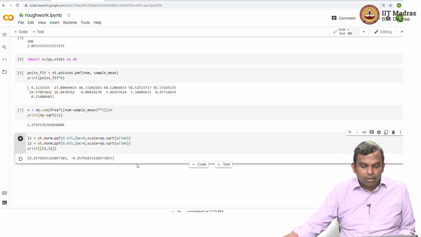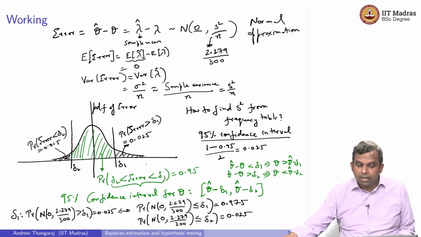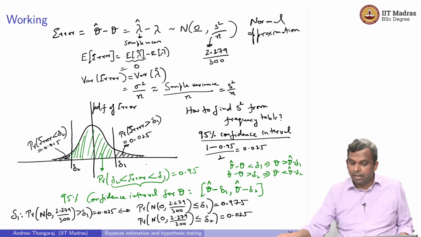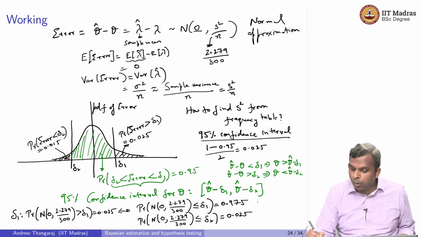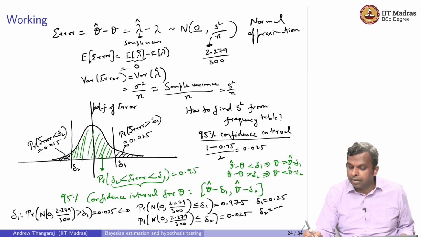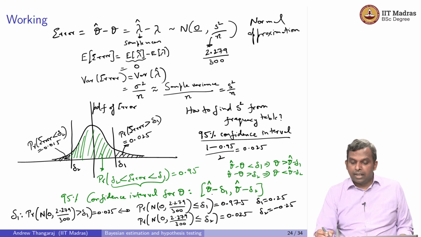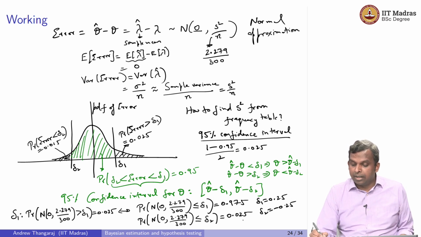So this is my delta 1 and delta 2. Notice that the normal distribution is symmetric. So since the normal distribution is symmetric, delta 2 will be minus delta 1. Okay, so that's to be expected. So from the calculations, delta 1 equals 0.25 roughly, delta 2 is minus 0.25. So you can get your confidence interval. Your theta hat was 3.83. So the confidence interval for 95% is 3.83 minus 0.25 and 3.83 plus 0.25.